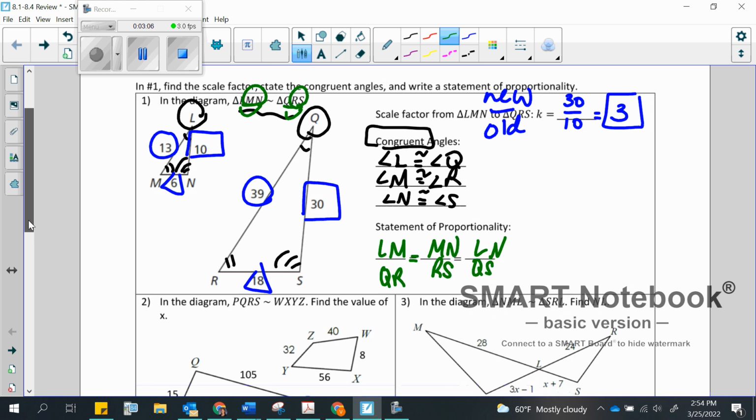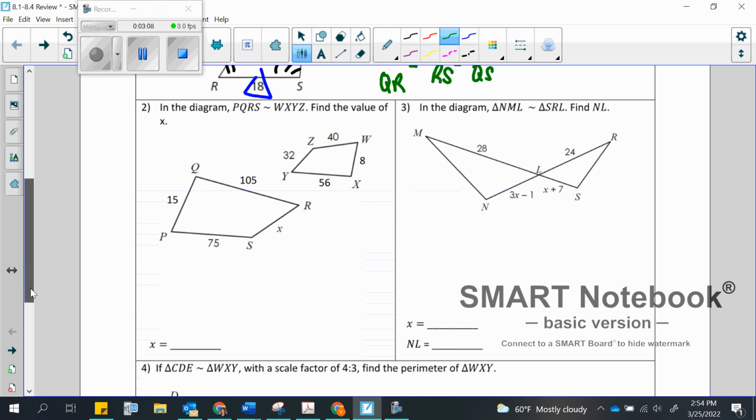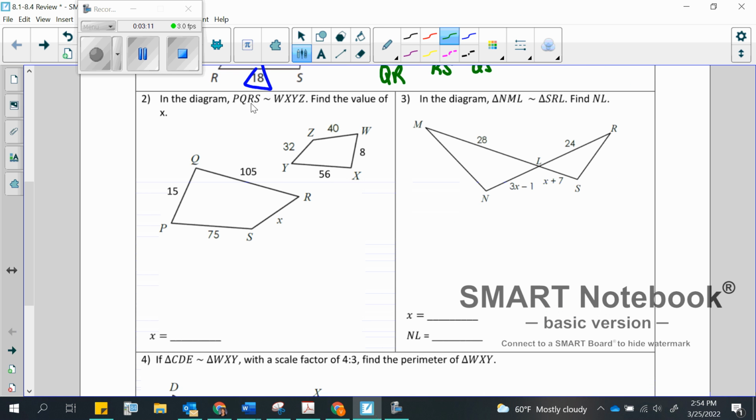Okay, let's keep going. Number 2, in the diagram, it tells me PQRS is similar to WXYZ. So, judging this, I'm going to mark all of the corresponding sides. You can do it in different colors, different shapes. So I know that PQ is similar to WX, so I'm going to circle PQ, and I'm going to circle WX. Those two sides are corresponding.